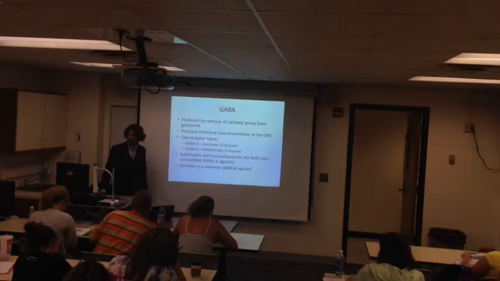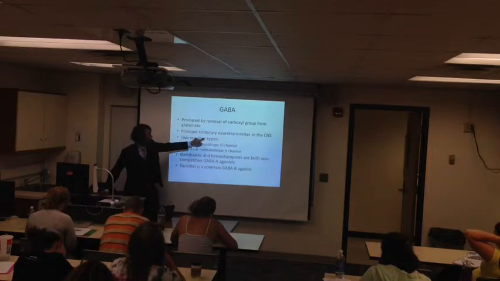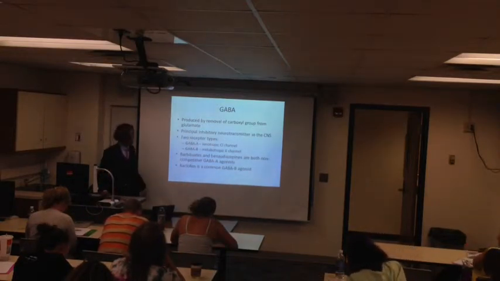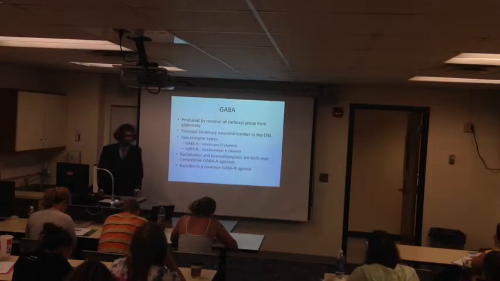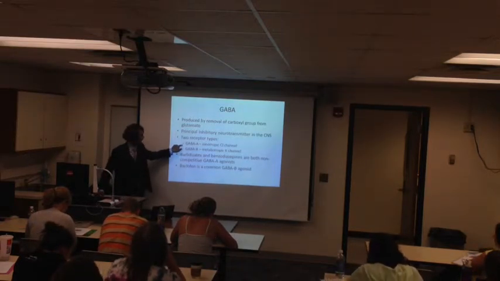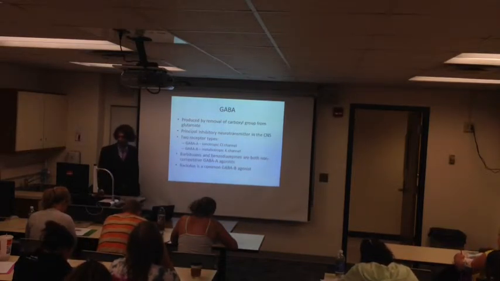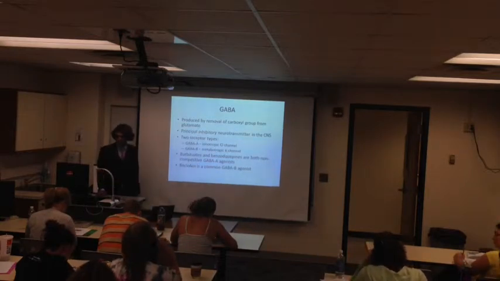GABA is an inhibitory neurotransmitter. It's chemically related to glutamate by a carboxyl group, so it's also an amino acid derivative. And it's the principal inhibitory neurotransmitter in the central nervous system. There are 2 receptor types, GABA A and GABA B. The A receptors are ionotropic chlorine channels, and the B receptors are metabotropic potassium channels.